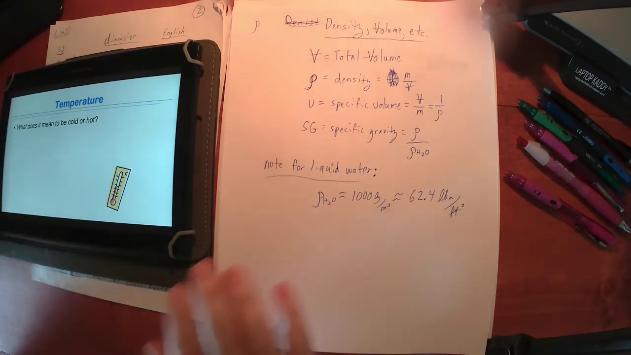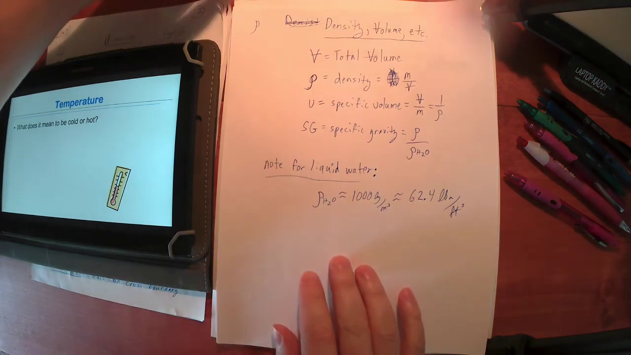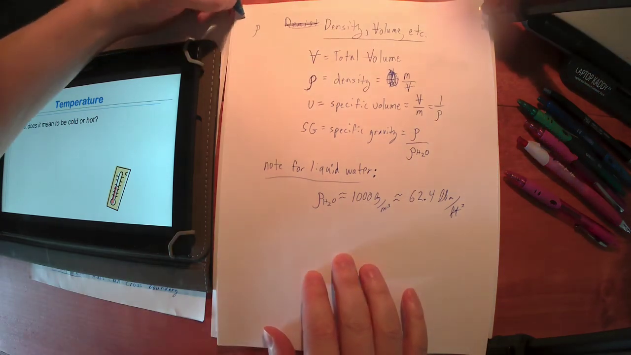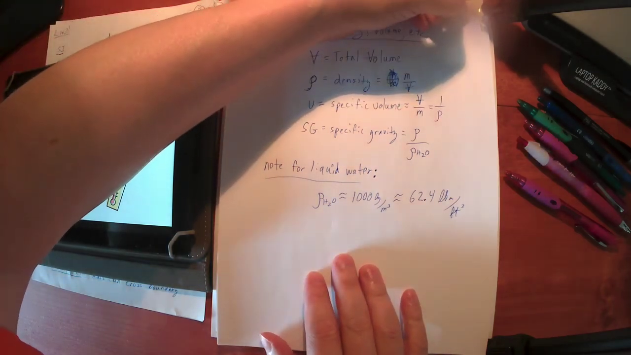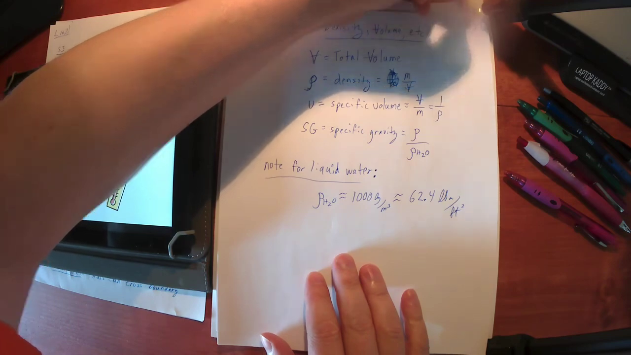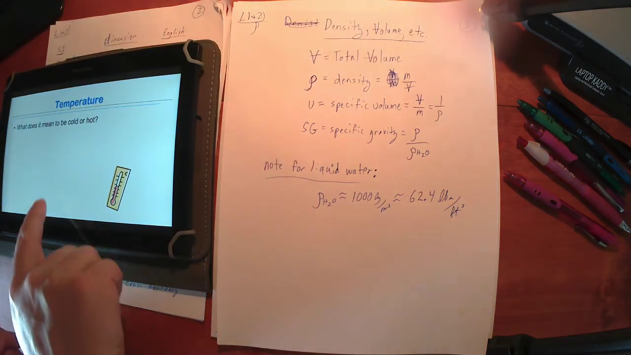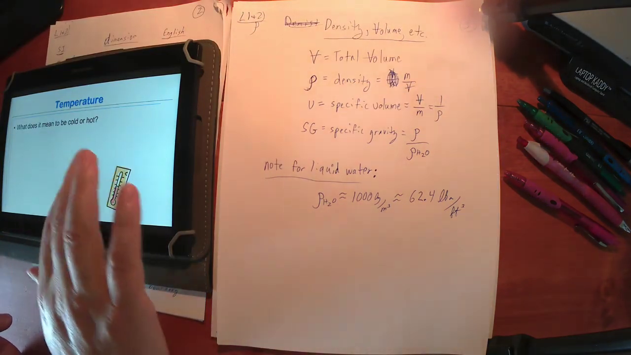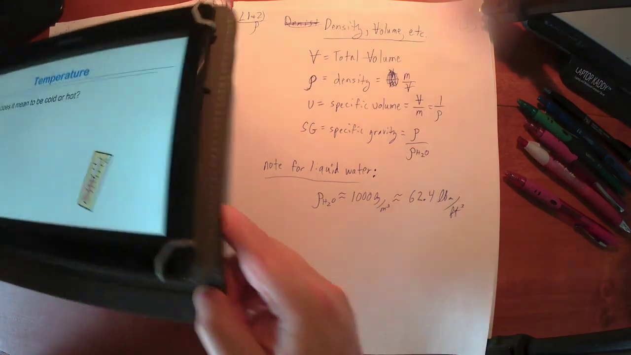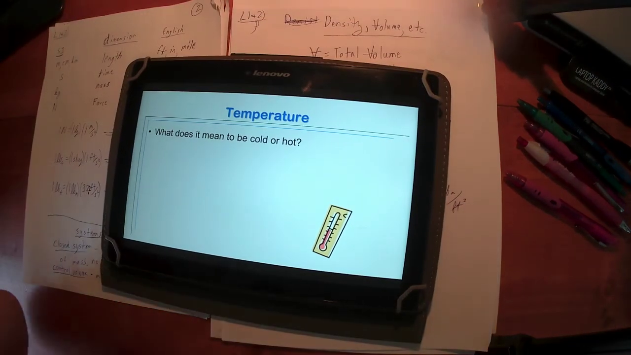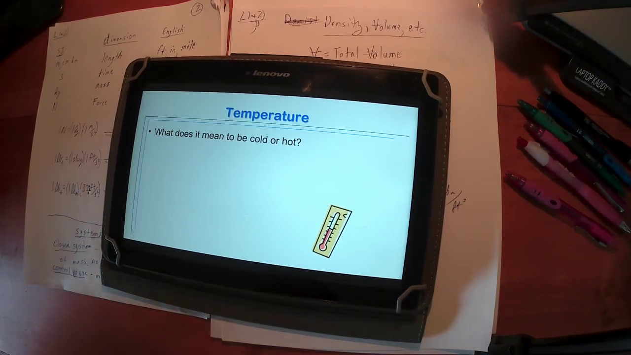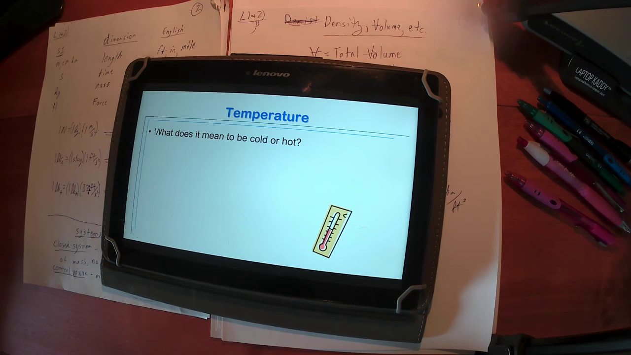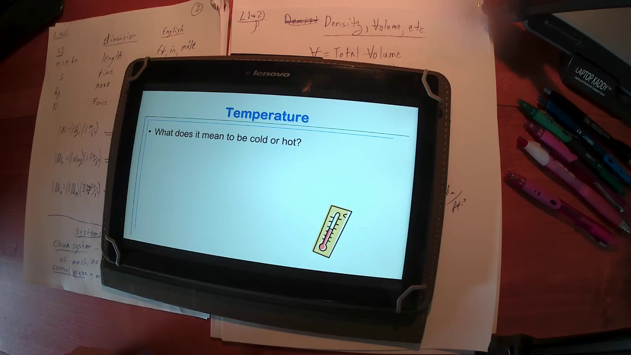Okay. Now again, our goal here is we're talking about properties that we could feasibly measure for our system. Those being volume, temperature, and pressure. So let's talk about temperature. What does it mean to be hot here? Oh, that's a good stopping place, honestly. Let's stop there, and we'll pick up the next video talking about temperature.